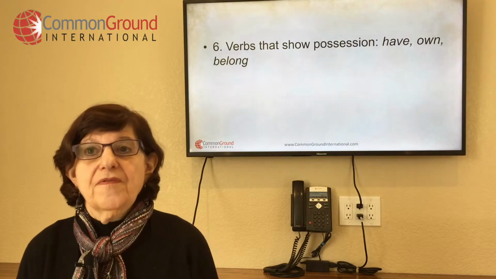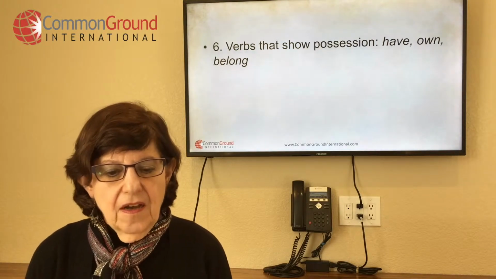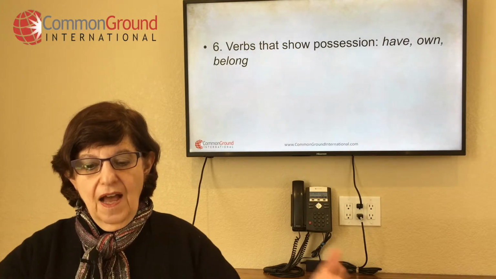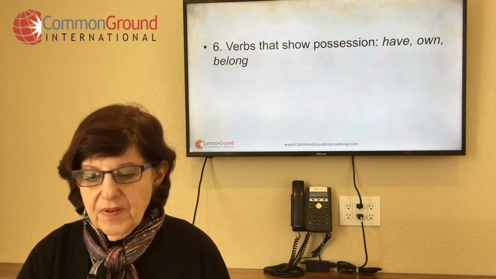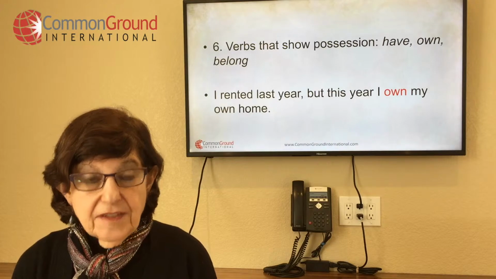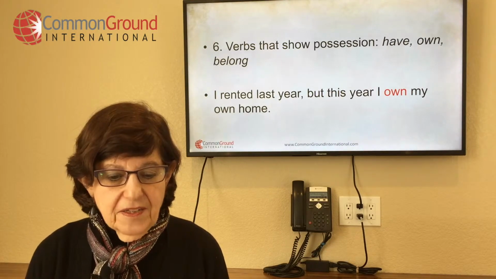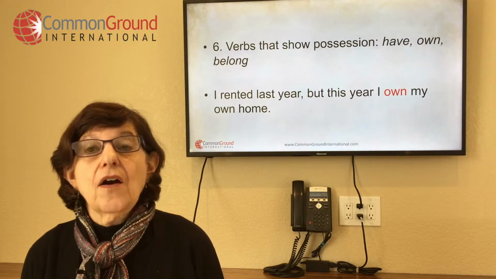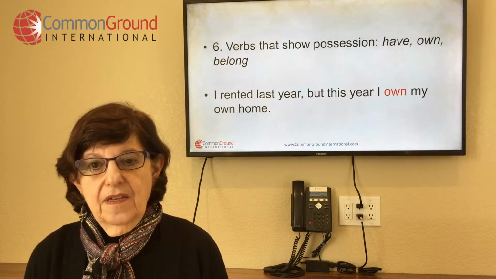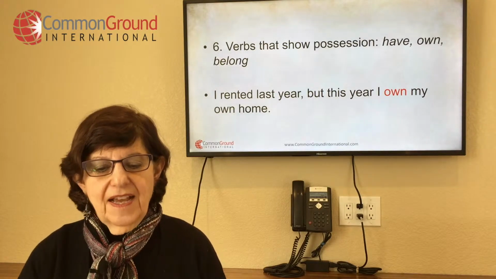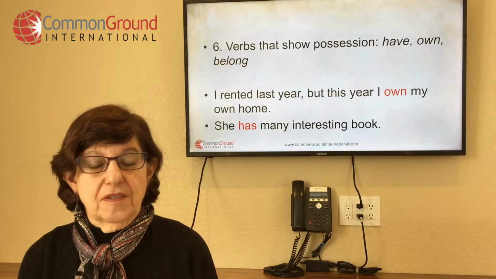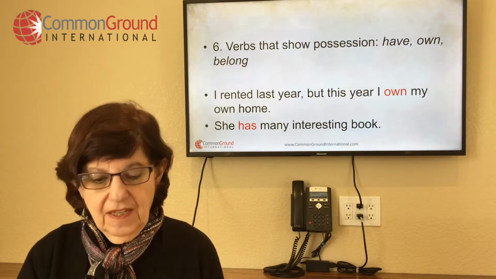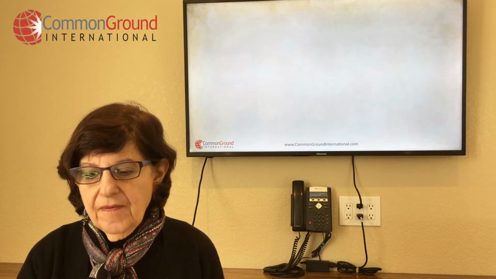Okay, the sixth type of verb that is the exception are verbs that show possession. I have something. I own something. This belongs to me. Last year, I rented, but this year, I own my own home. It's this year, it's now, but it has to do with possession. She has many interesting books. It's a fact. It also has to do with possession.